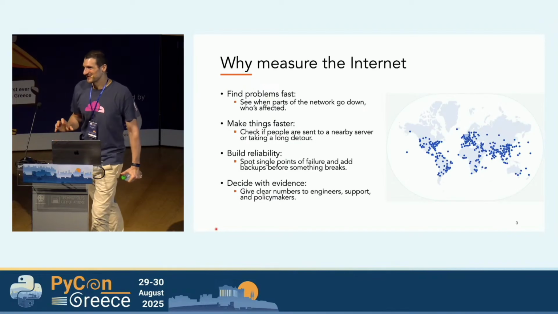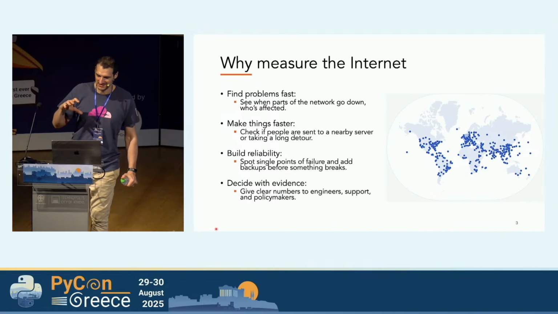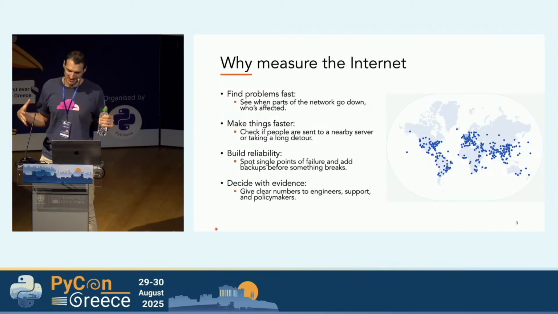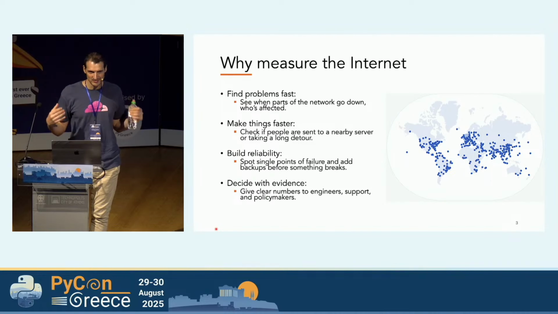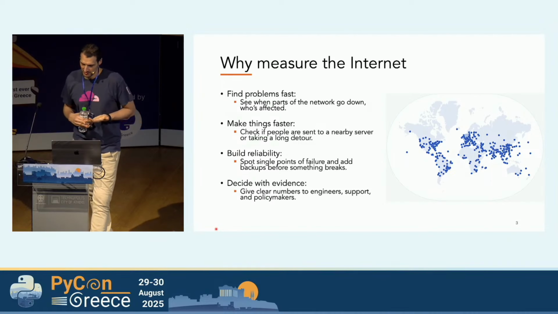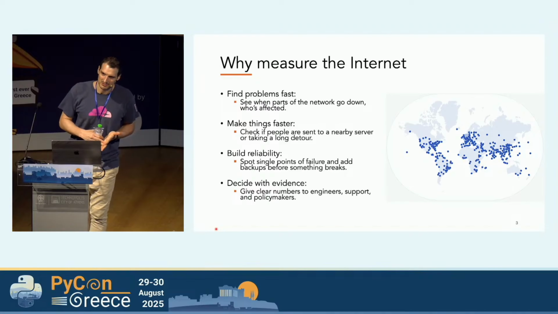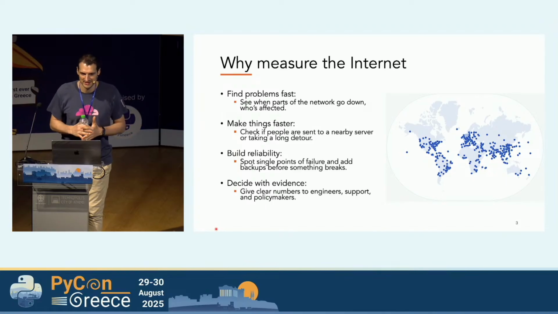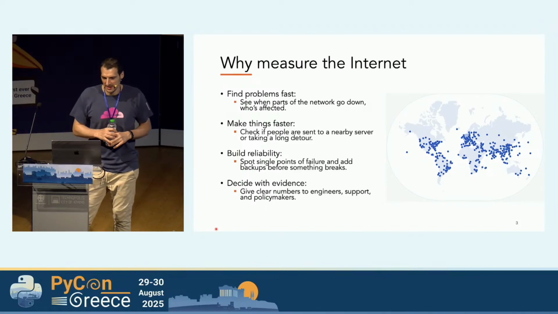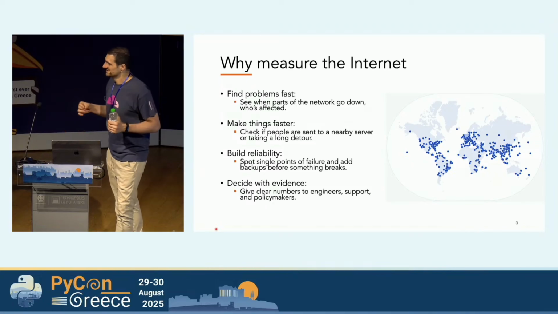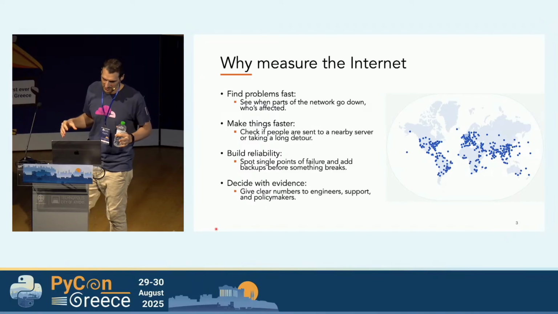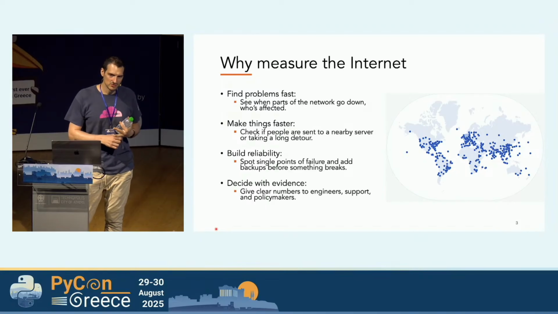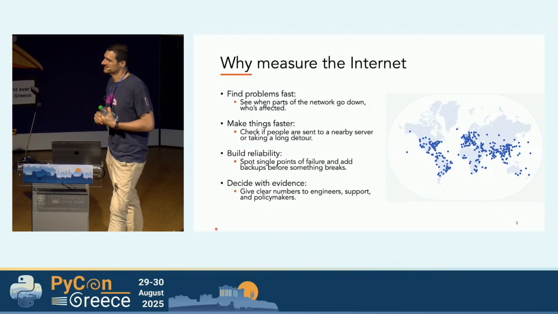So why measure the internet? Here you can see in this image the Cloudflare network. It's composed of hundreds of data centers all over the world. It's a really large network, very hard to monitor, but it's very important to monitor because we need to be able to find problems fast and address them before they bite. We need to ensure that our users enjoy the best performance and that there are no weird detours. We need to make sure that it's reliable, so if something fails, it doesn't affect the other parts of the network. And importantly, we need to inform the work that engineers do or support or even policymakers with hard evidence.